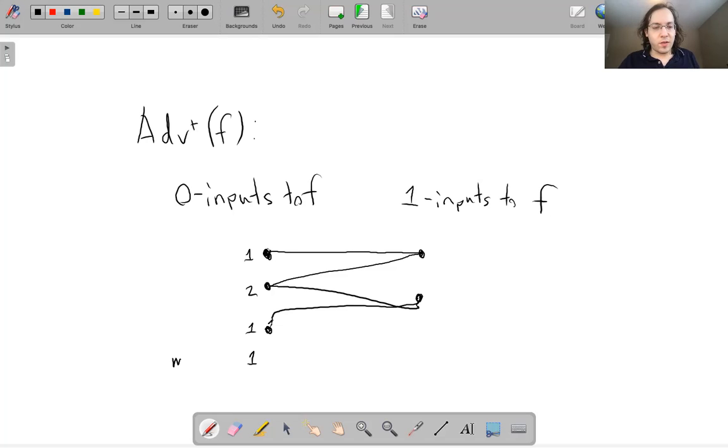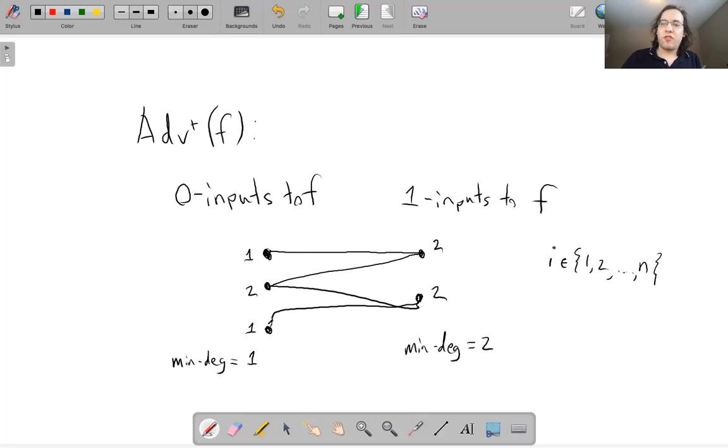Okay, so this min degree on the left is equal to 1. And we'll do the same thing on the right, and here the degree is 2, and here it's 2. So we will say that the min degree is equal to 2 on the right. And the other thing we need is basically to ask for each bit i, so now we have to ask for each i in the set 1 up to n. So basically for each position in the string.